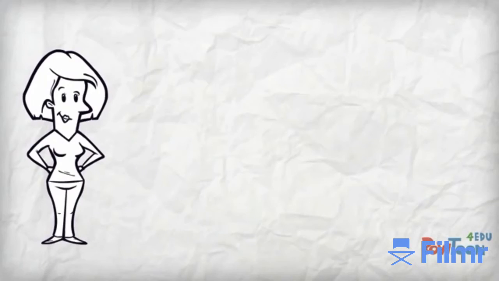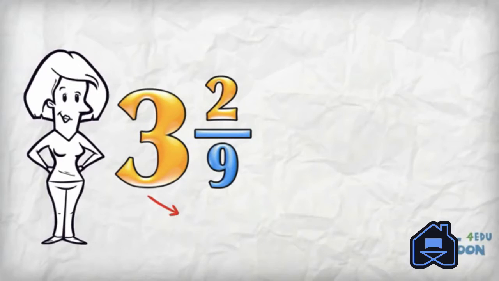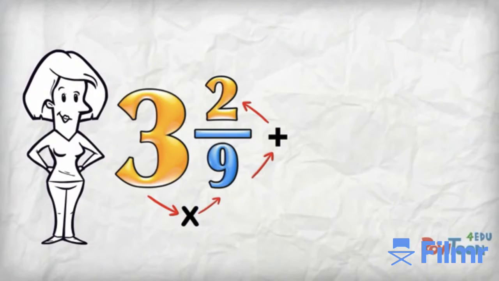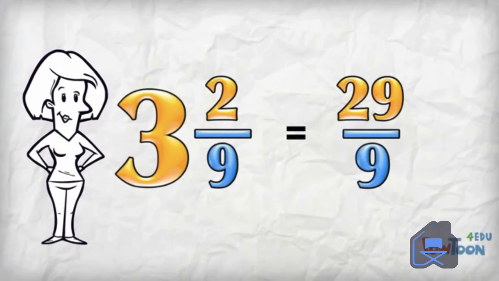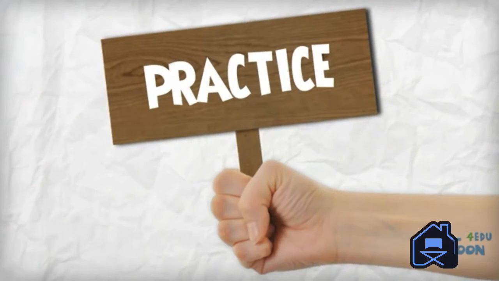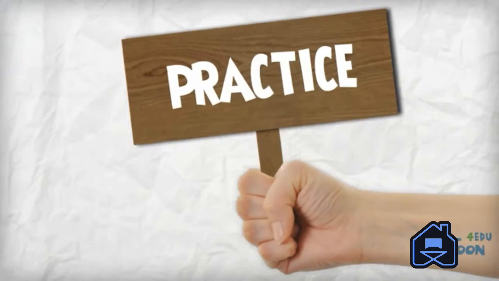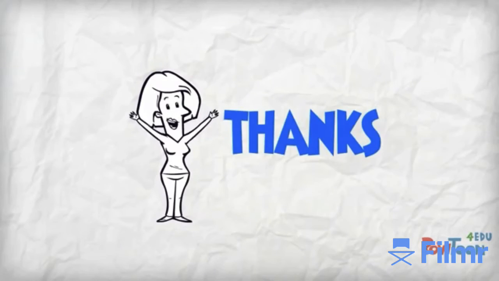So when you're changing a mixed number to an improper fraction, you take the whole number and you multiply it by the denominator, and then you add the numerator, and that's your total number of parts. It's your new numerator. Put it over the old denominator and you're all done. And with a bit of practice, this will soon be second nature for you.